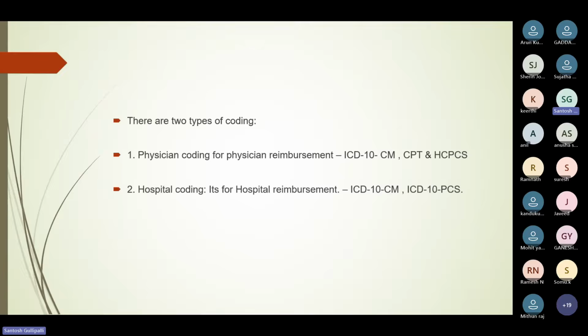Okay, so basically there are two types of coding. One is outpatient coding, next one is inpatient coding. Outpatient coding means physician-based coding, for the physician reimbursement purpose. In outpatient coding we use three books: one is ICD-10 CM, next one is CPT, next one is HCPCS.